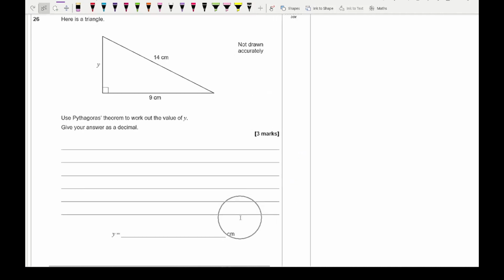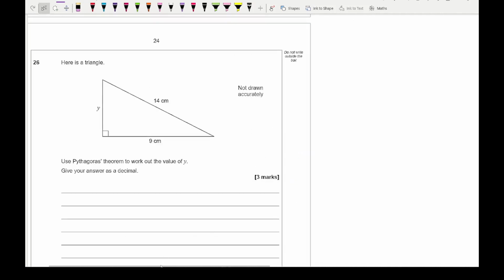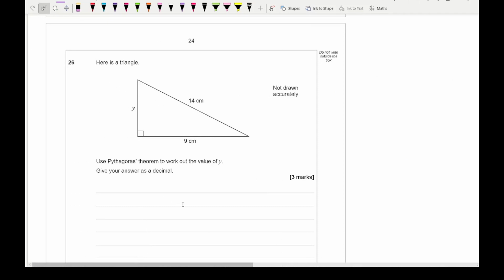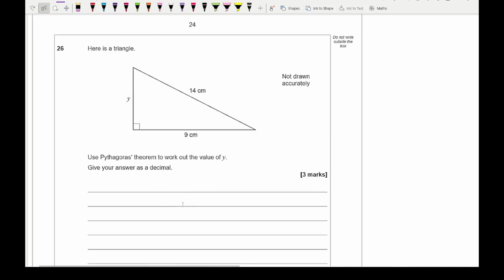Moving on to question 26, it says here is a triangle, use Pythagoras' theorem to work out y. So again, the first thing you want to do when working with Pythagoras' theorem is label the sides. So C is always the longest side, the side that's opposite the 90-degree angle or right angle, and the other two sides are A and B. So writing down Pythagoras' theorem, I get a squared plus b squared equals c squared. So then substituting numbers in, I get y squared plus 9 squared equals 14 squared.